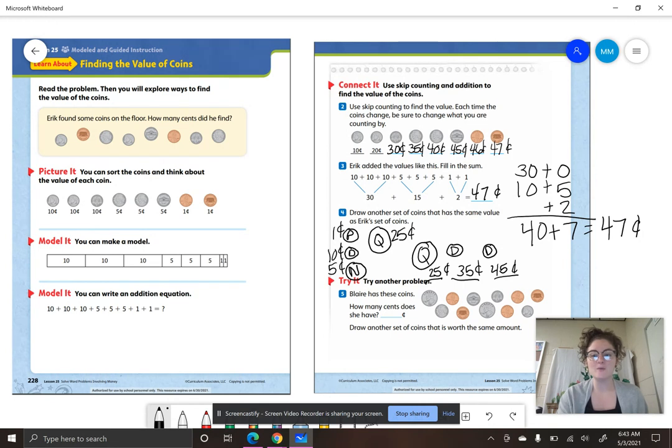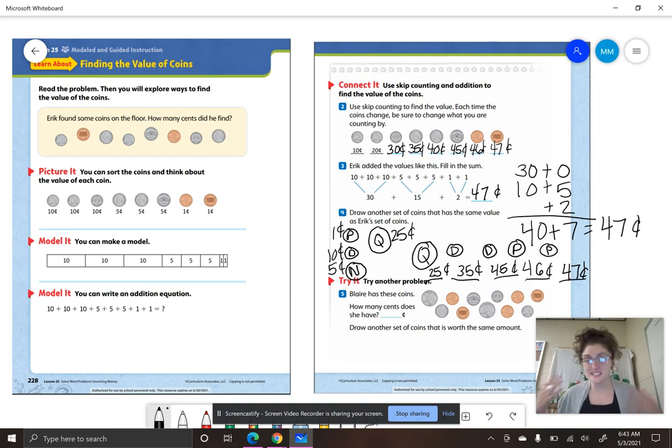Now I need to look at my ones place. How many ones do I need to get to 47 cents? 2. What coin has a value of 1 cent? Pennies. All right, so a penny. So 46 and 47. So I used a quarter, 2 dimes, and 2 pennies to show the same value.